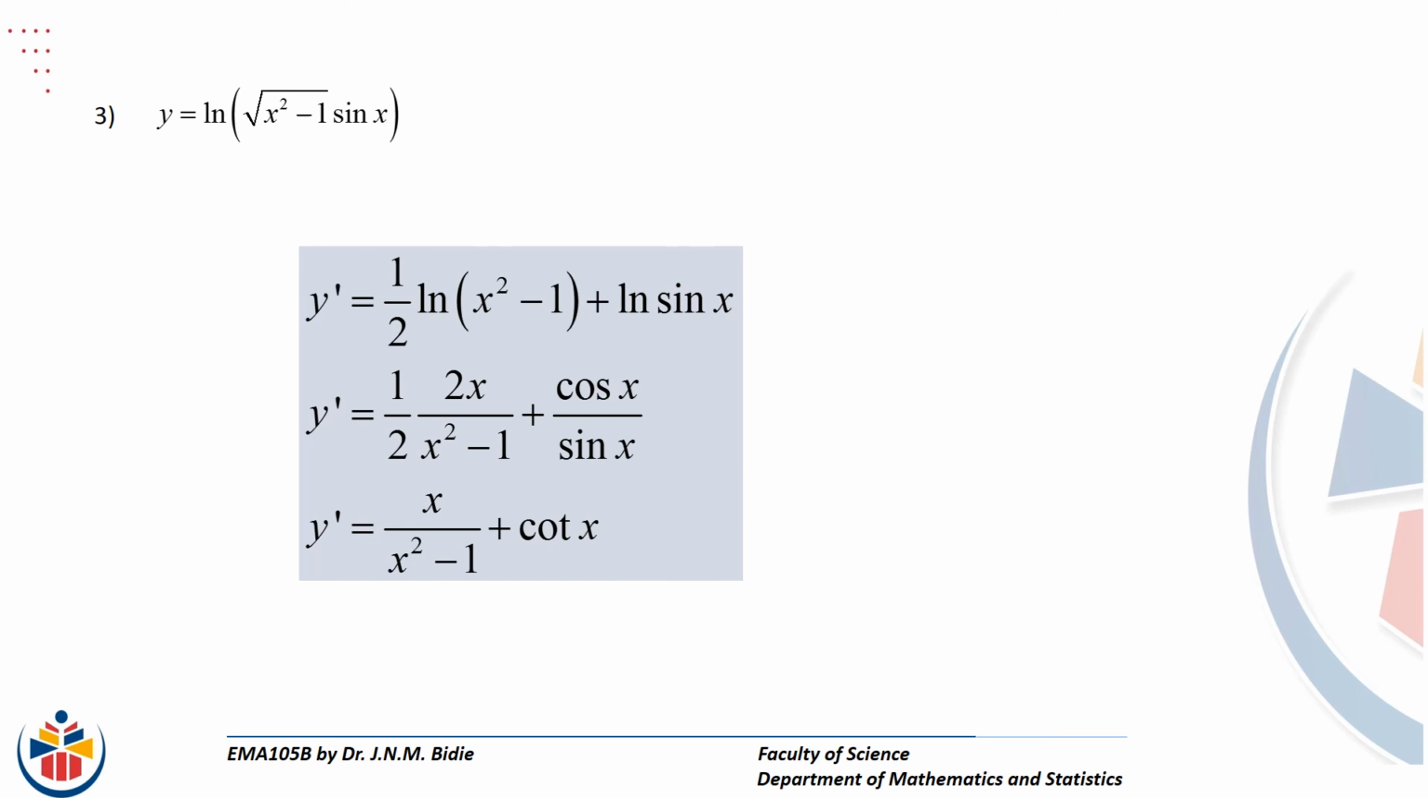I'm hoping you're noticing that when you already have ln on the right hand side and you can simplify it, there is no need to introduce ln to both sides. Just go straightforward: simplification, and then differentiation. After differentiation, we simplify again. Half and 2, they cancel each other out. Cos x over sine x is cot x.